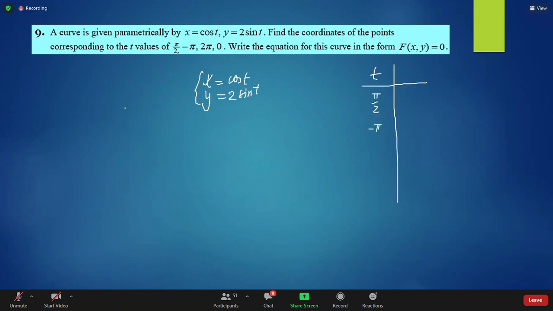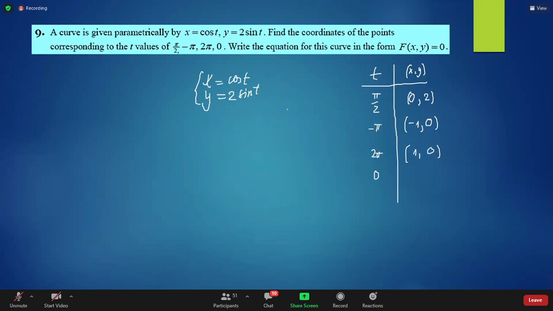Then the point, let's say xy, would be: cosine of pi half is 0, sine of pi half is 1, but times 2, we get the coordinate 2. Minus pi, cosine of minus pi is minus 1, sine of minus pi is 0, multiplied by 2, still 0. When t is 2 pi, the cosine is 1, and the sine is 0 again. And if we have 0, we have the same situation. Cosine is 1 and sine is 0. So we see that actually we return to the same point at some moment.